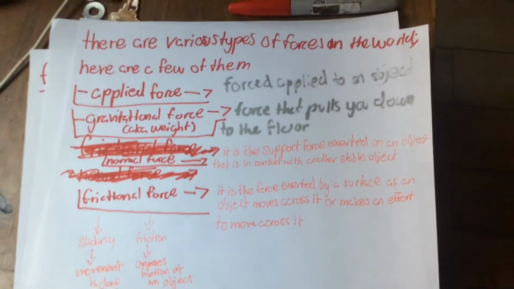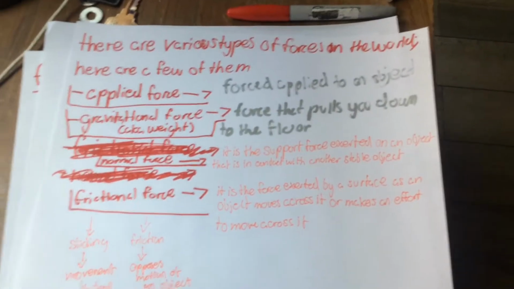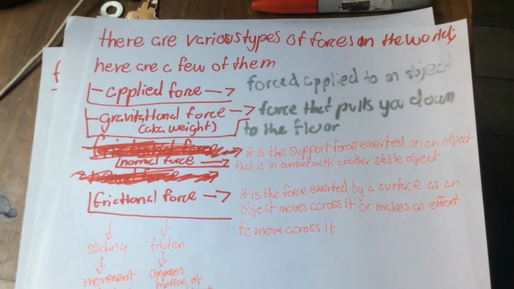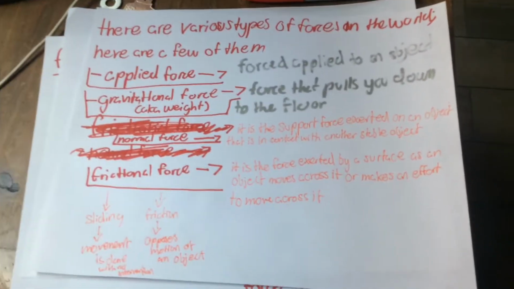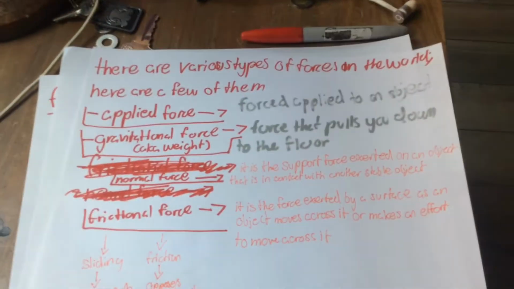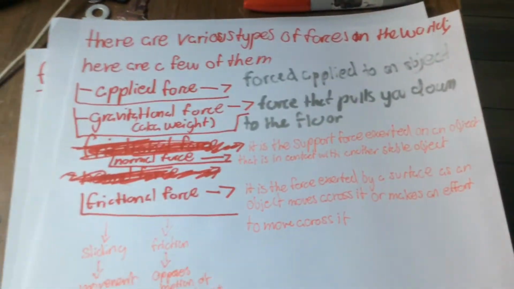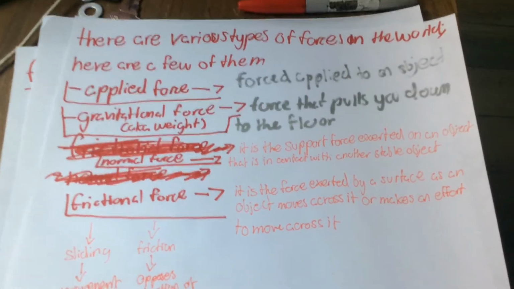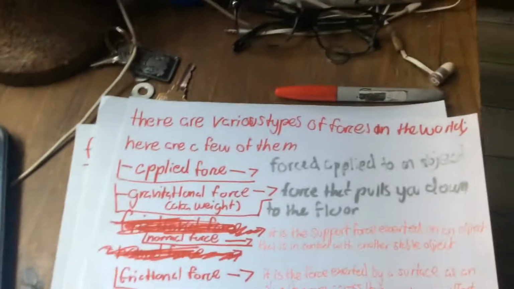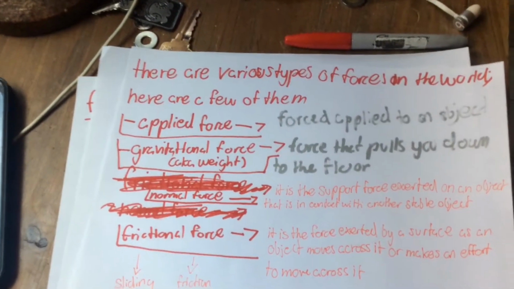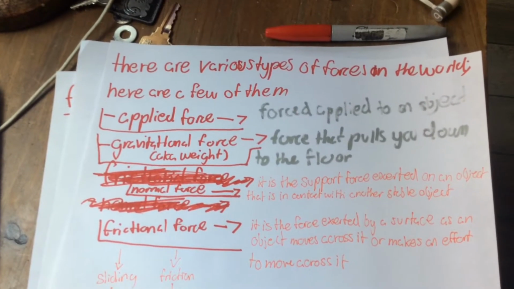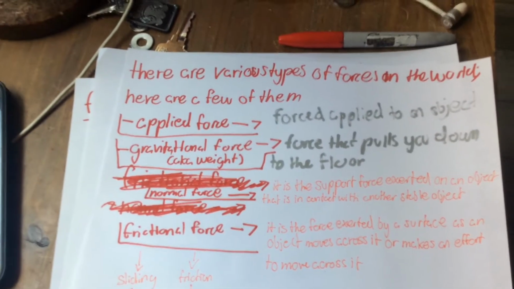There are four types of forces here. There is applied force, which is the force applied to an object; gravitational force, which is the force that pulls you down to the floor; and normal force, which is the support force exerted on an object that is in contact with another stable object. And finally, frictional force, which is the force exerted by a surface as an object moves across it or makes an effort to move across it.